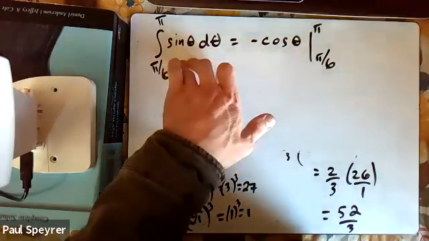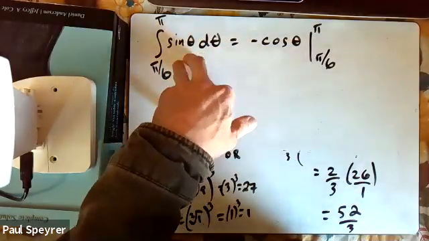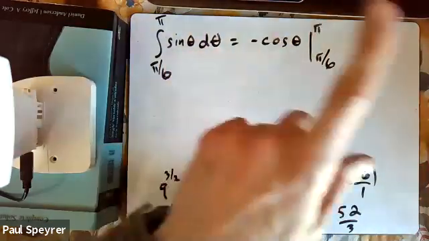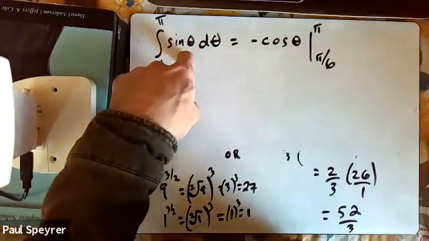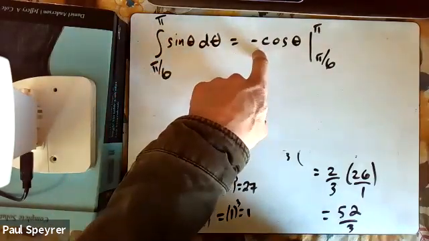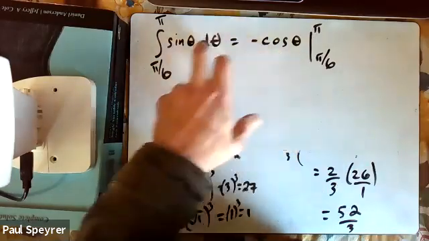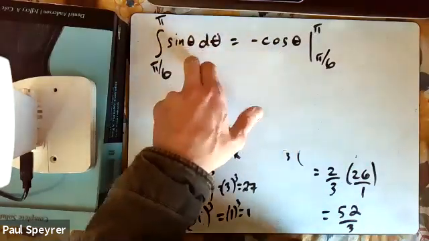A lot of people make the mistake of saying the antiderivative of sine is cosine. No, the derivative of sine is cosine. The antiderivative of sine is negative cosine. But you can always check, right? Derive this answer. You should get back to your original expression.